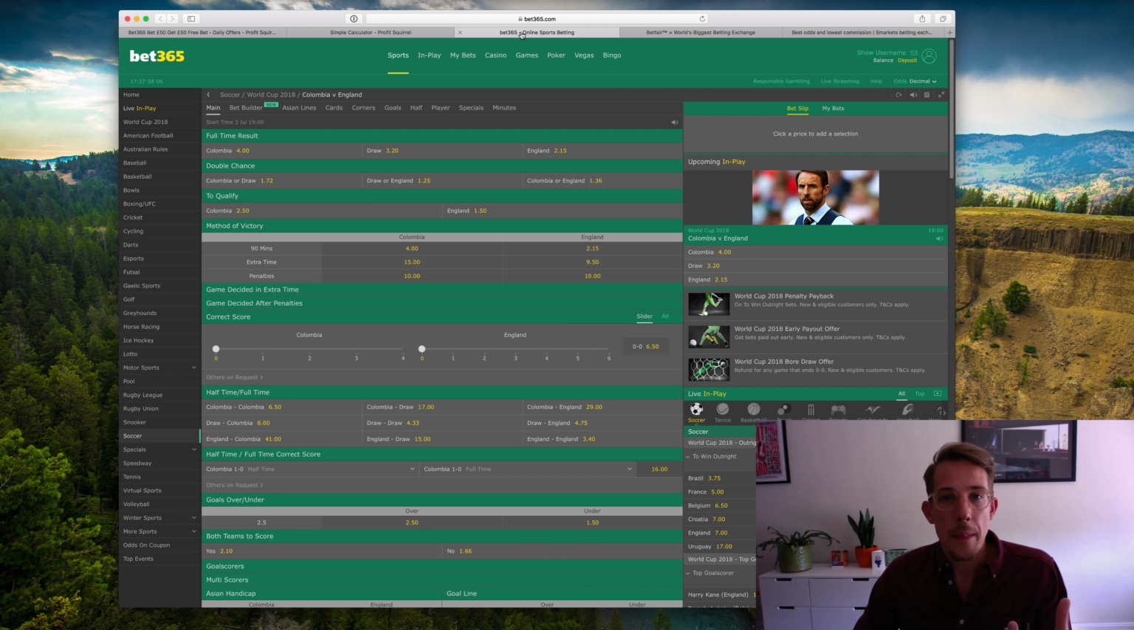So the way I would go about matching this off is I would find the event on Bet365, which I've got up here, Colombia versus England.